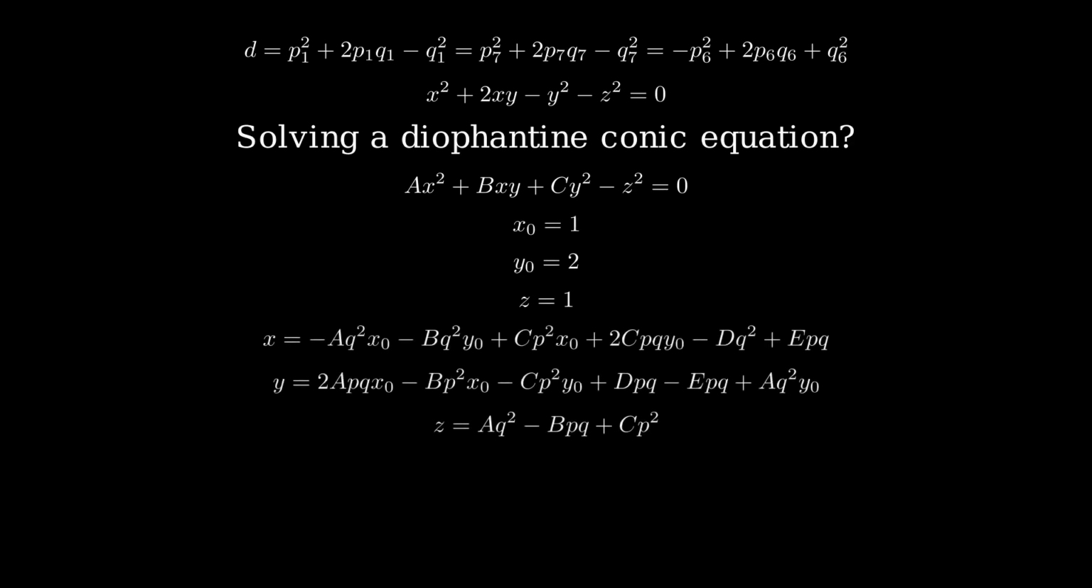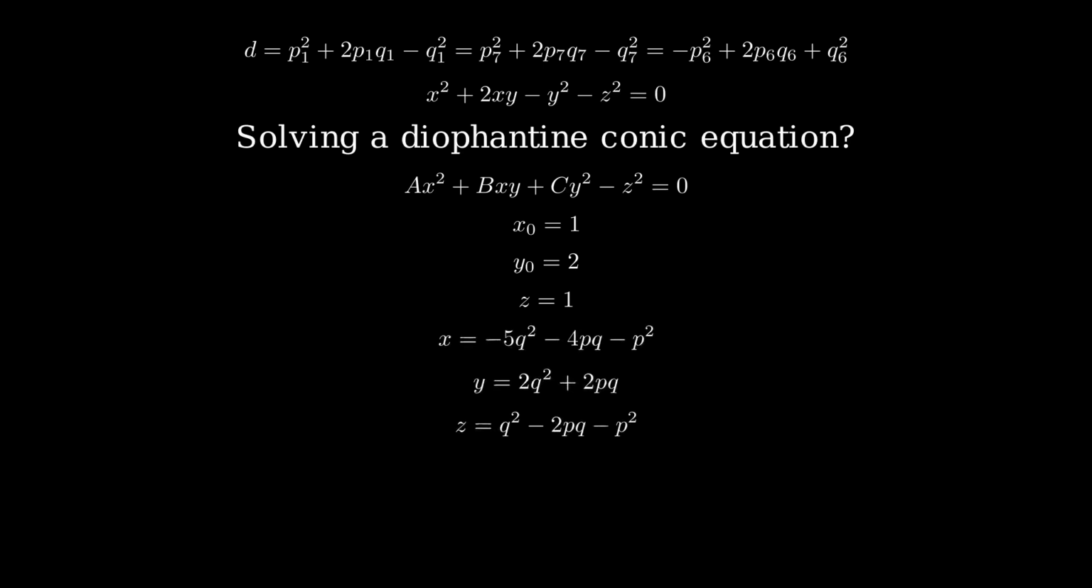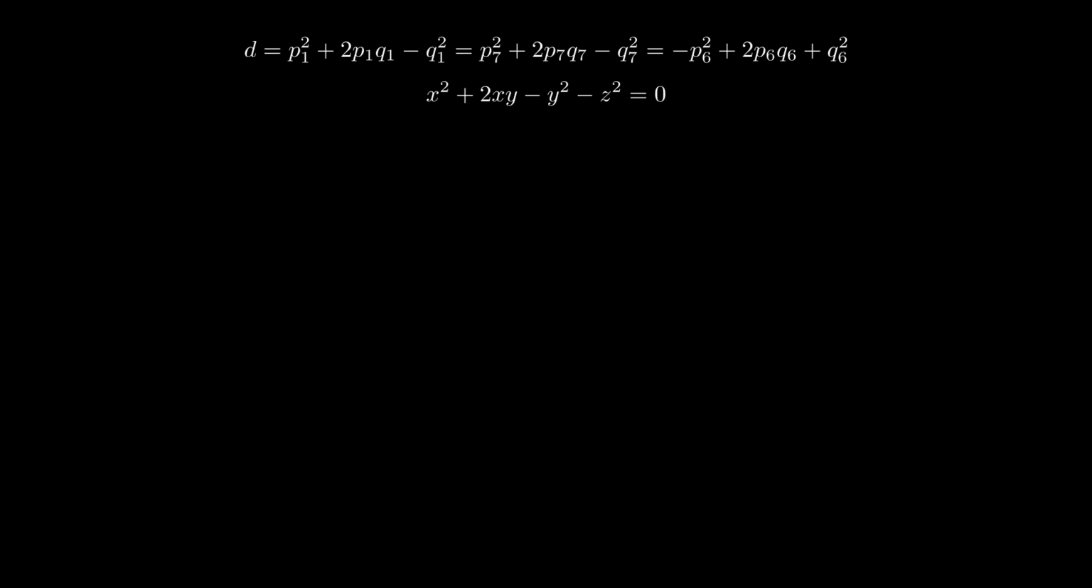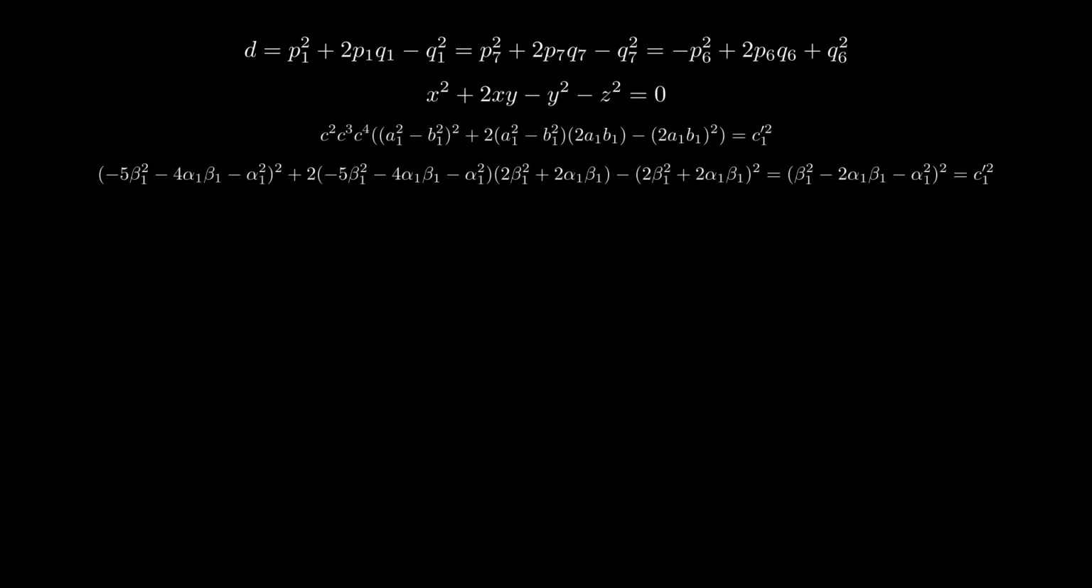Here's the solution, and now it's time to plug it into the d equation. Z here isn't that important, it's just what the value of x squared plus 2xy minus y squared will be. P1 and Q1 now have two values they could be. The E equation earlier told us what P1 and Q1 should be, and now this equation tells us a different thing. So they must be the same.